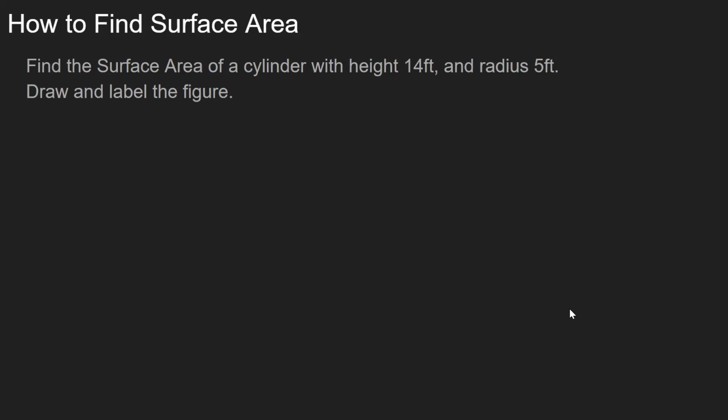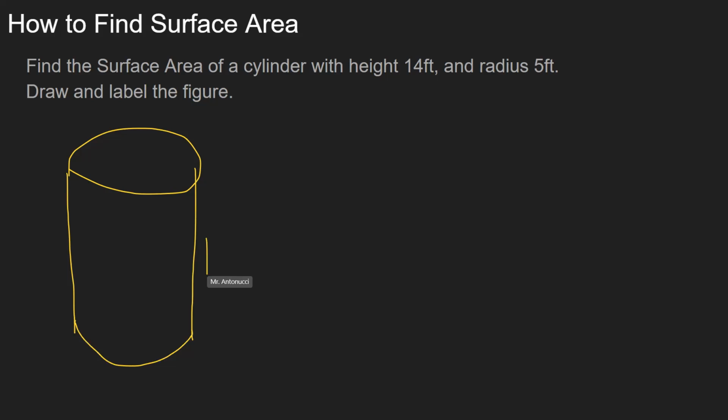All right, let's do another one. A cylinder with a height of 14 feet and a radius of 5. So if we draw this, you have a height of 14 feet and a radius of 5 feet. Now let's talk about the surface area here.